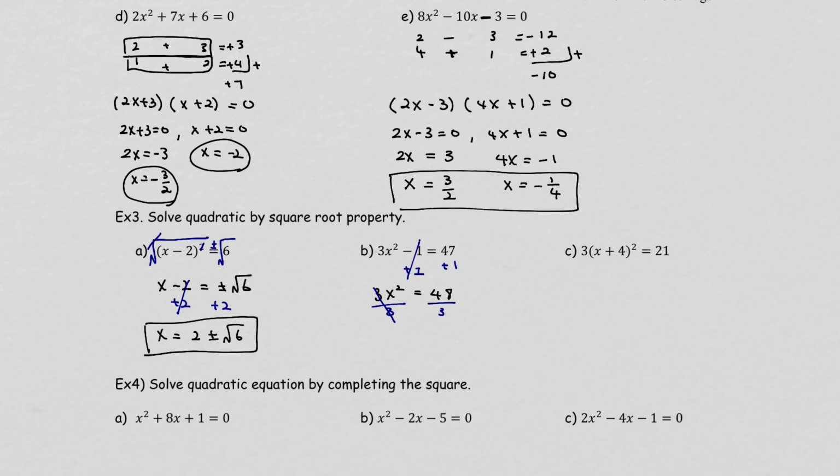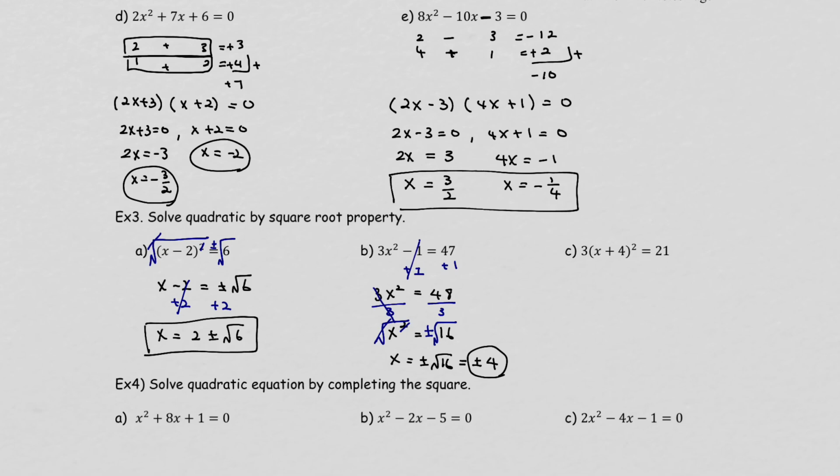You get x squared equals 16, since 3 goes into 48 16 times. Now you take the square root of both sides of the equation and put the plus minus sign. Square root and square cancel out. x equals plus minus square root of 16. We know that the square root of 16 is 4. So your solution for that quadratic equation is going to be -4 and +4.